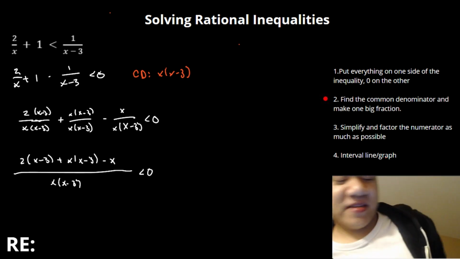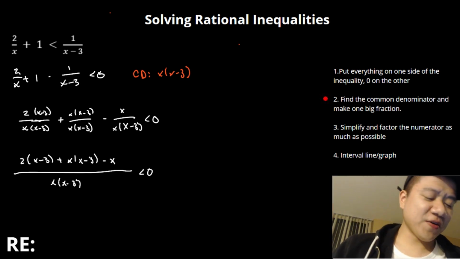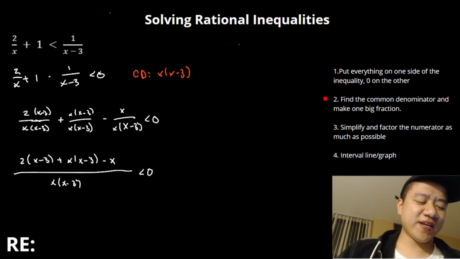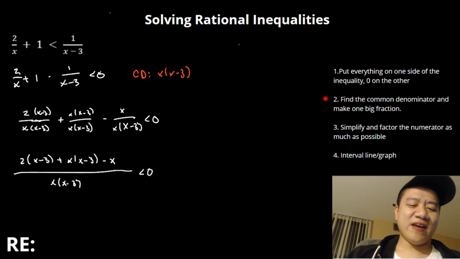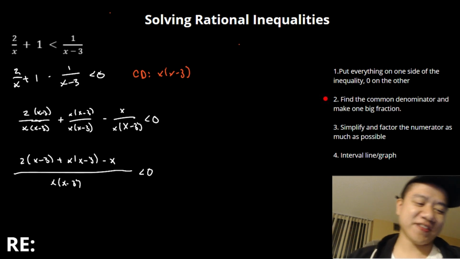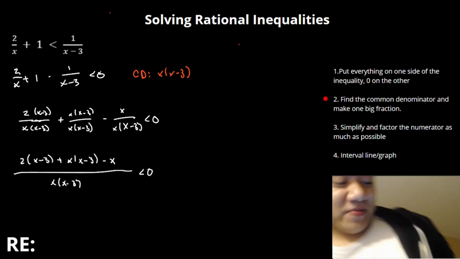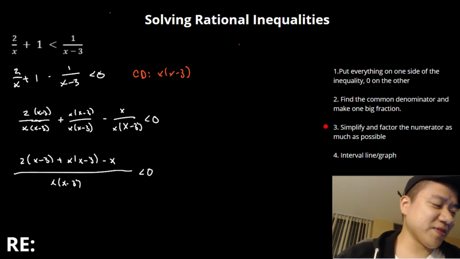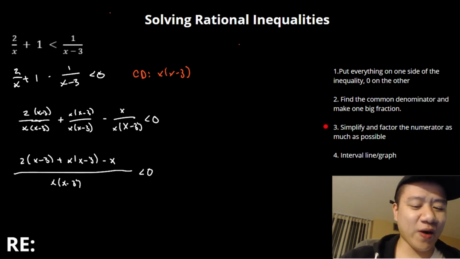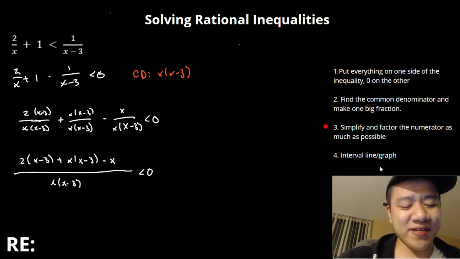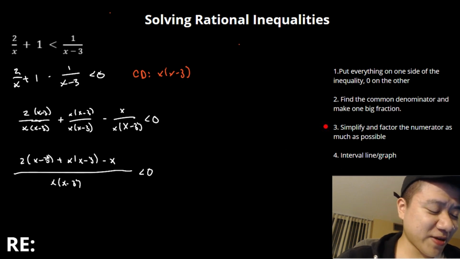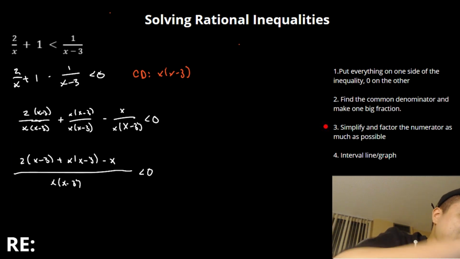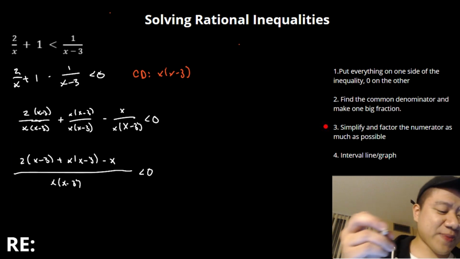Okay, good stuff. The next step is we're going to expand everything out and simplify, and then we're going to refactor it as much as possible. The reason we do this is we're setting up to do our interval line and graph, and you'll figure out what that is. But pretty much all this stuff we can simplify, and then we're going to try and refactor it again. Okay, so let's expand everything out.